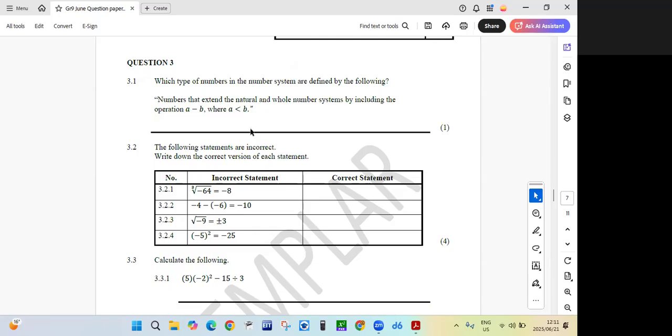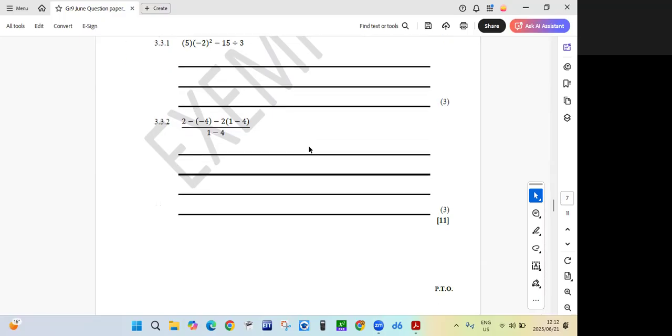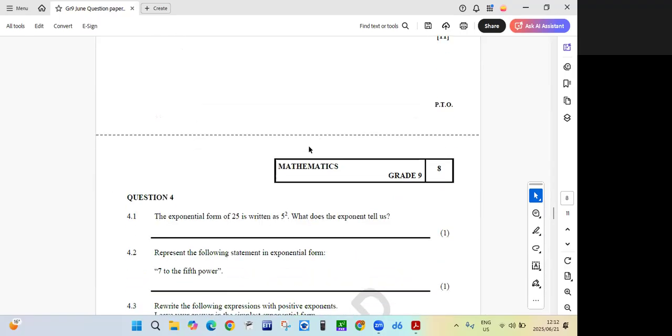Question 3. Which type of numbers in the number system are defined by the following? So now we're back in chapter 1 and 2. Calculate the following. Now obviously you can press this on your calculator, but it's not advised because you get a mark for showing that negative 2 squared is 4. Get a mark to show that 15 divided by 3 is 5, and then you only get the mark for the answer. So employ your child to do this mentally.